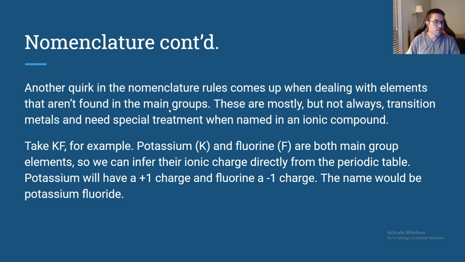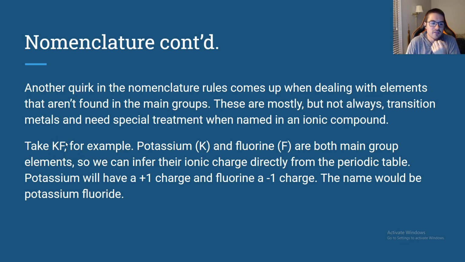So the main groups are the two groups over here on the periodic table, 1 and 2, and then the S block, and then the P block elements, right? So 13 through 18. Those elements follow nice rules, okay? The elements in the middle, the transition metals, these can get a little bit hairy, all right? So they need special treatment when named in an ionic compound, all right?